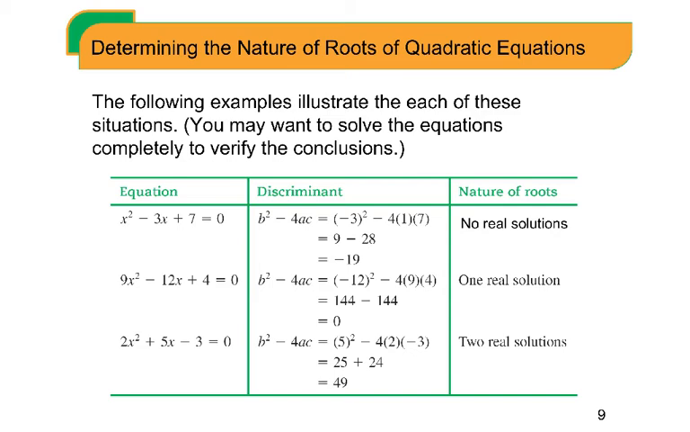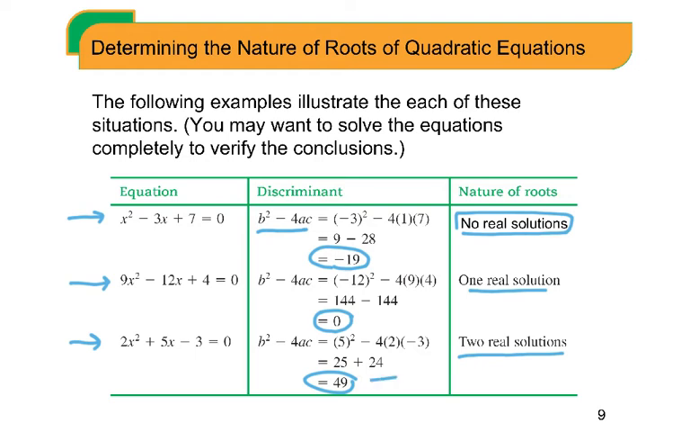These are just some examples. Here's the equation. We just plug in the numbers and see what this is. In the first case, it was negative, so there's no real solutions. For the second example, it equaled 0. There's one real solution. Maybe we should try to figure out what that is. How would we solve that? We'll look at that in a minute. And this one, it's 49. There are two real solutions, and these two should factor. So let's see if we can figure that out.